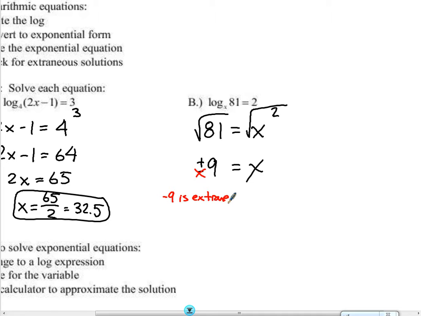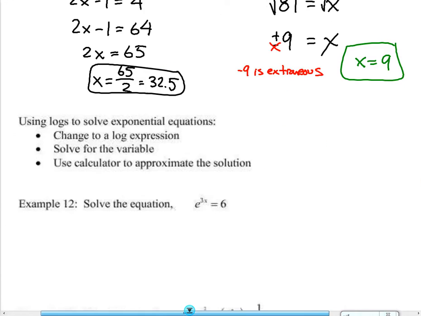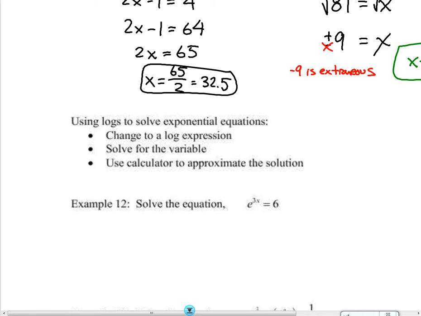Solving for exponents using logs. So, change to a log expression, solve for the variable, and use the calculator to approximate the value. Right now, why can't I solve this in exponent form? We forget that sometimes. Why can't I solve this in terms of exponents? Because one is base e, one is base 6. And right now, based on what we know, we can't turn those into the same base in exponent form. But I can convert it into a log form. So I've isolated the exponent expression, but I'm going to change them into logs now.